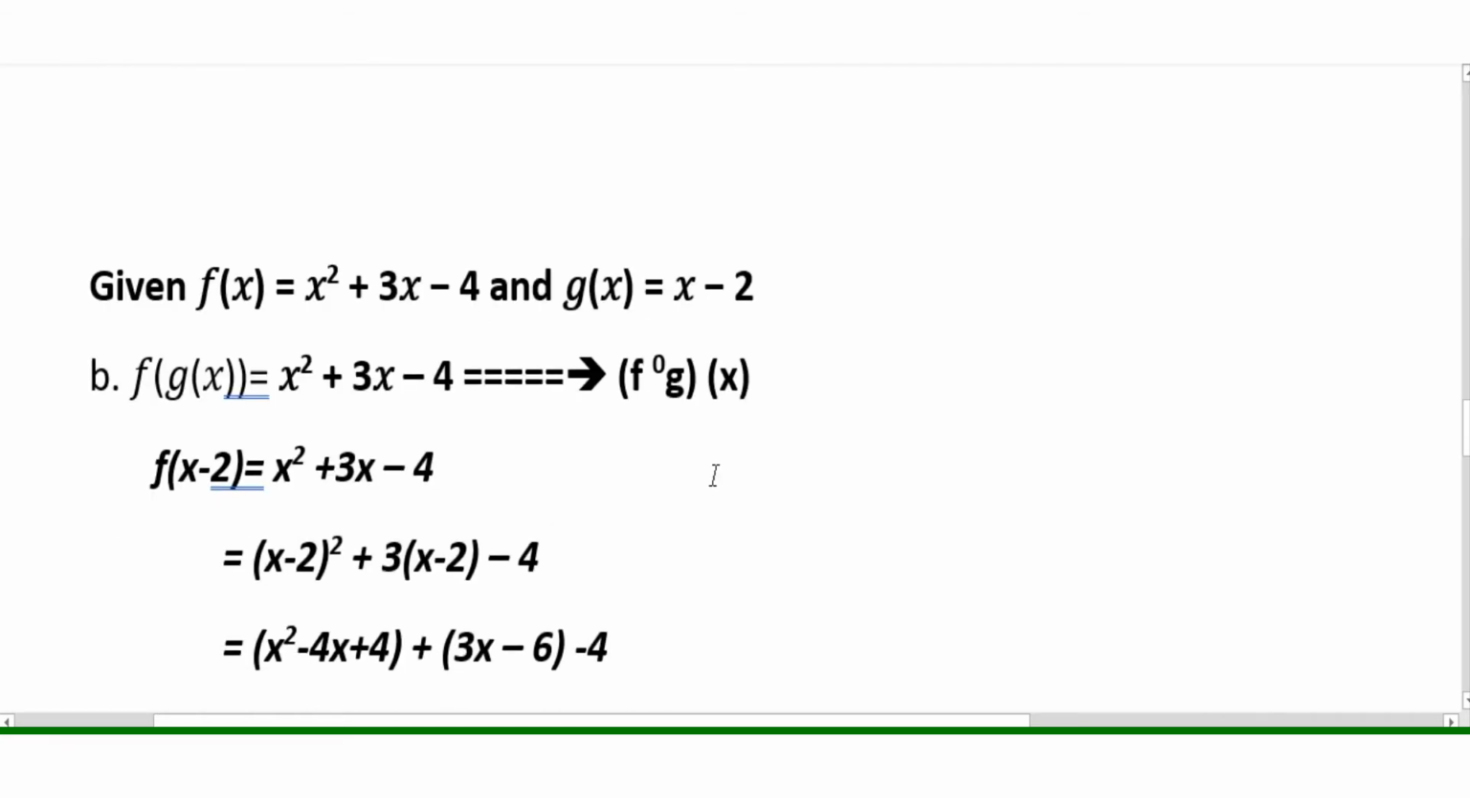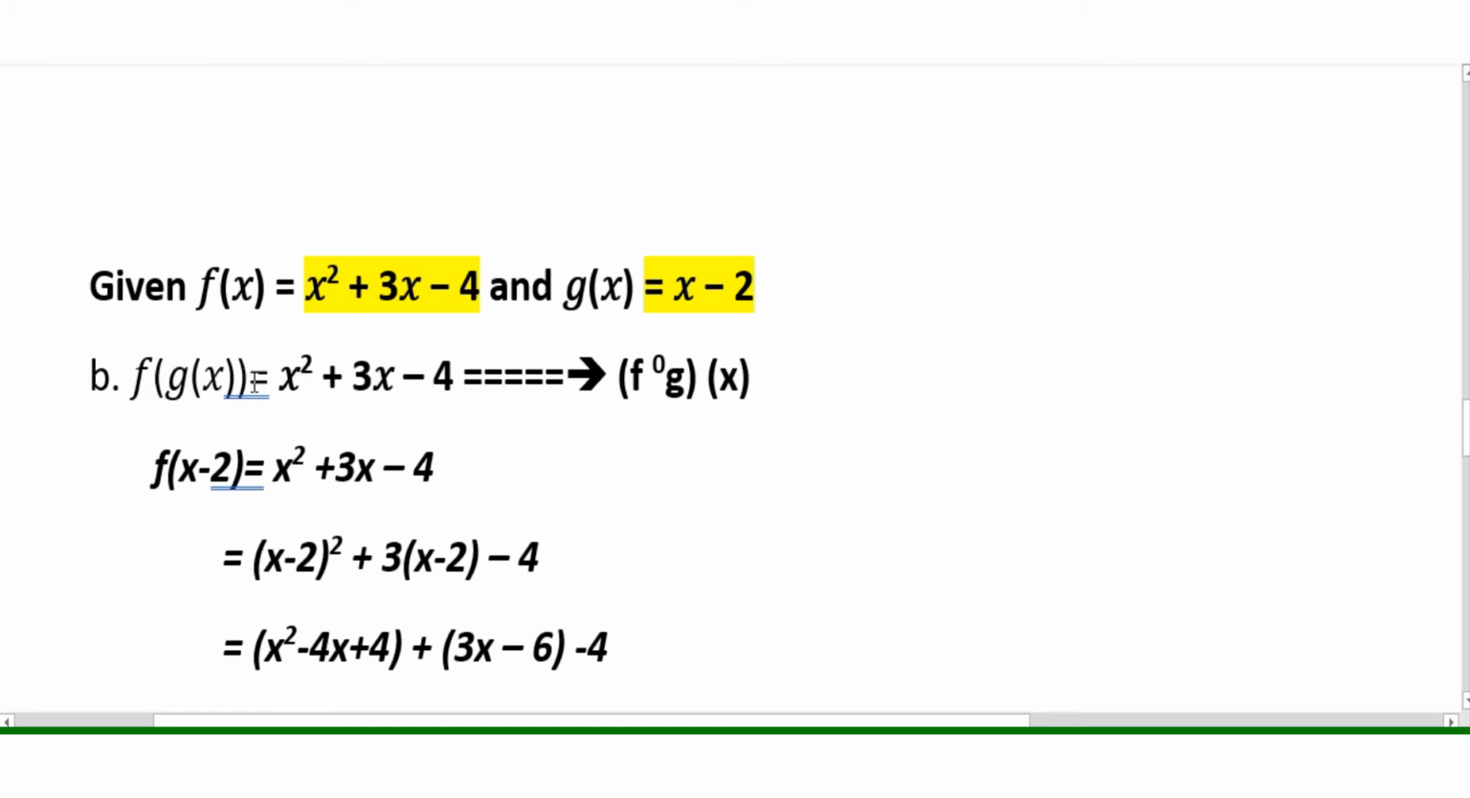Now, the second task that we are going to take is to find f of g of x. So, we just copied it. Given two functions, again, these are our two functions. We are asked to find f of g of x.